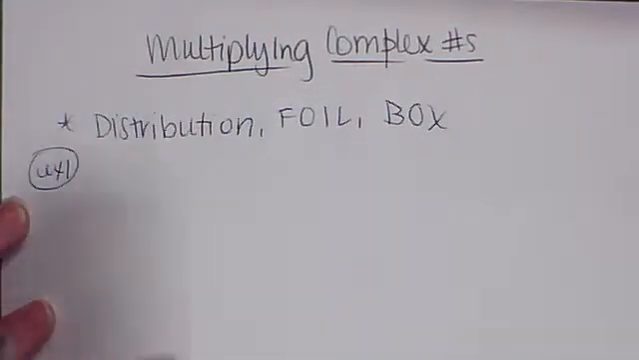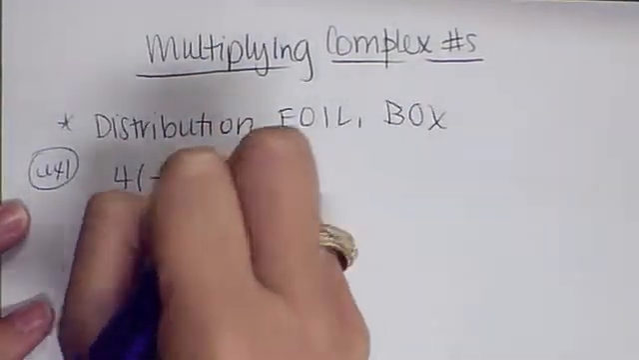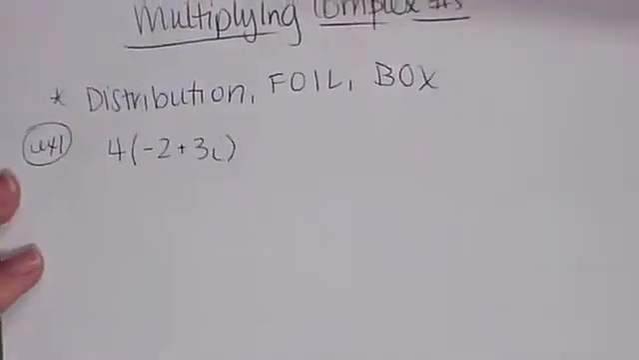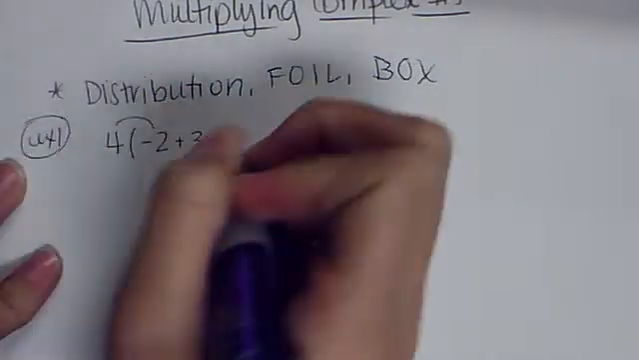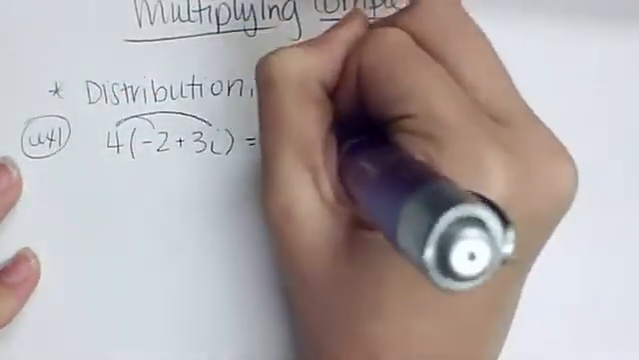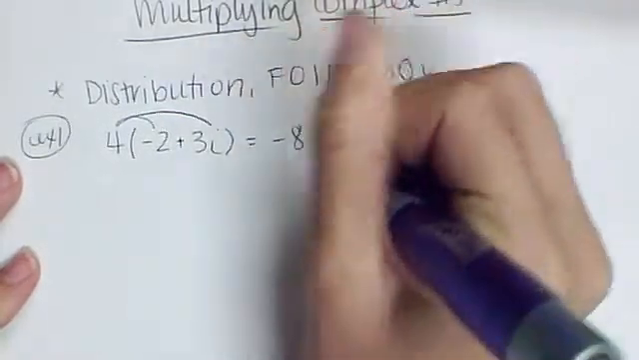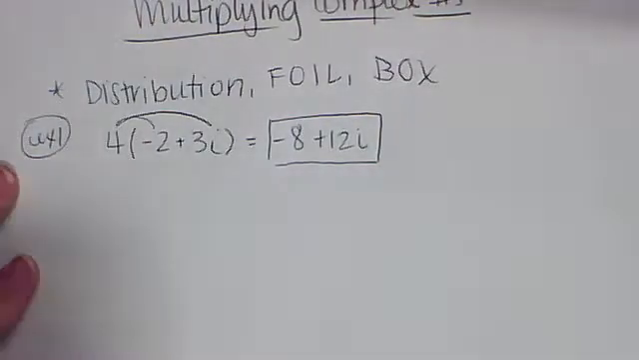For example, number 1, if I want to multiply 4 times negative 2 plus 3i. In this problem, there's only one thing multiplied by two things, or a monomial by a binomial, so I'm going to distribute. 4 times negative 2 is negative 8. 4 times 3 is 12. So my answer is negative 8 plus 12i. And that's it for that one.